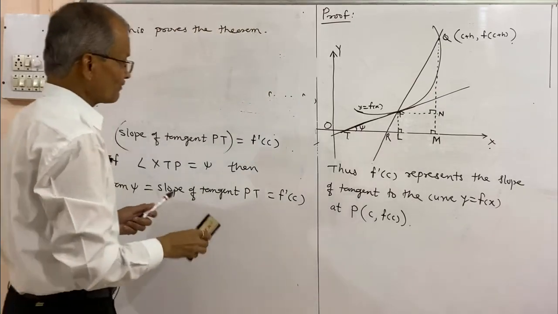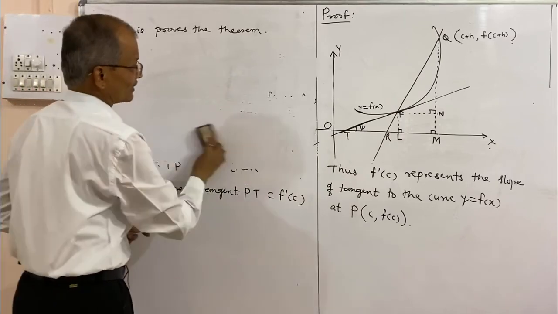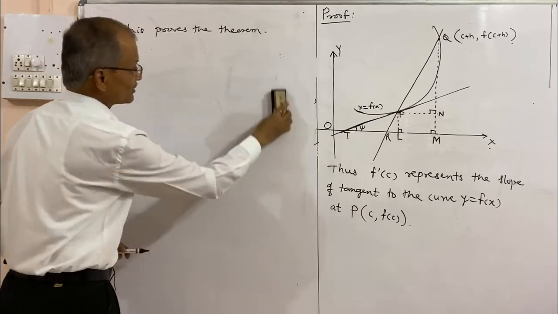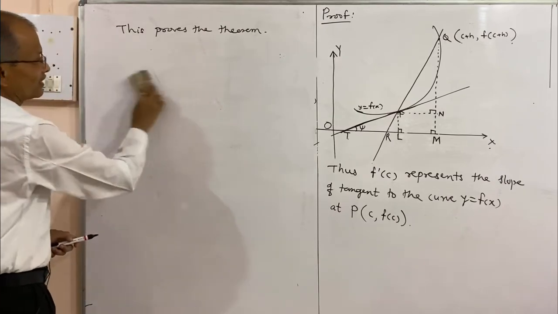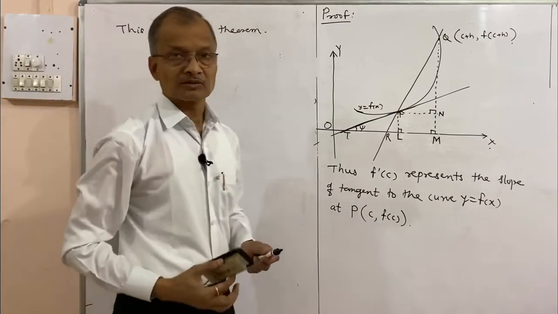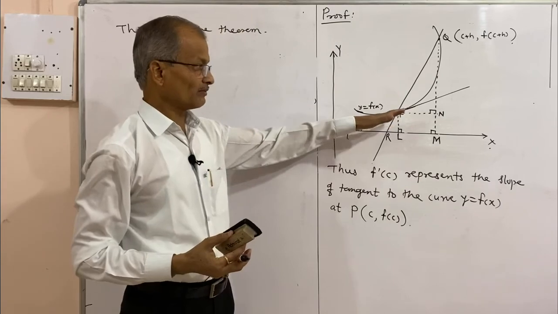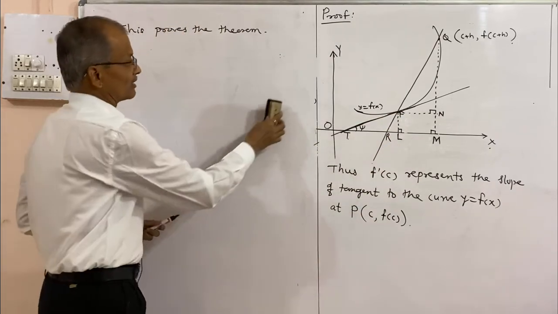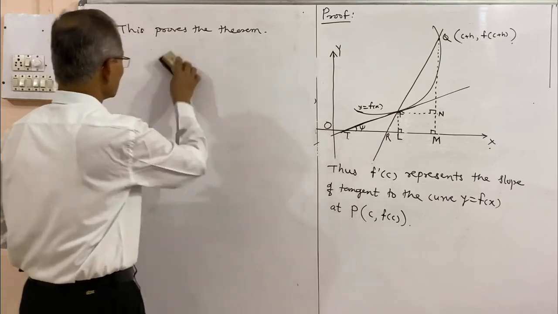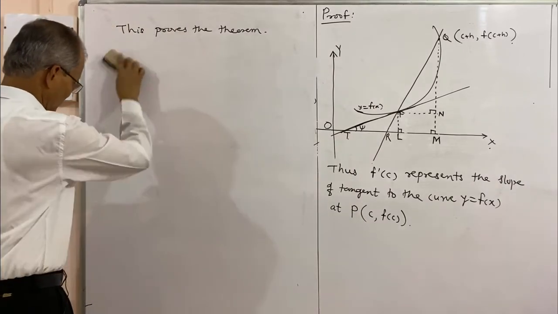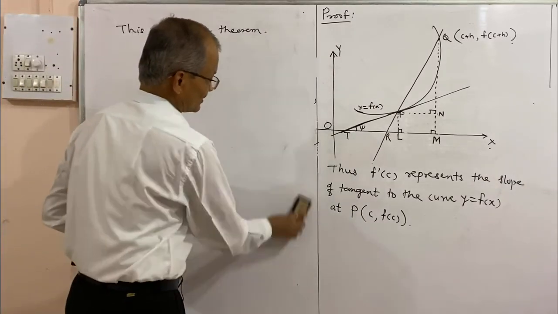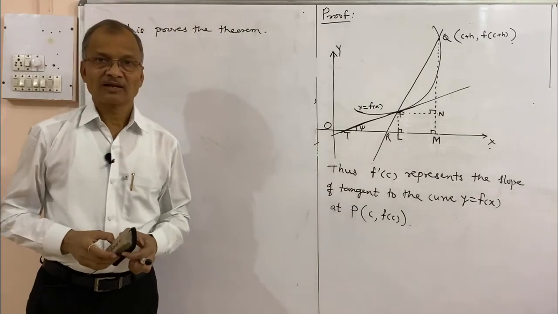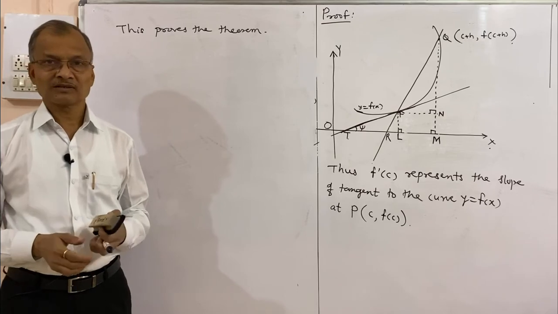So we have seen the geometrical meaning of the derivative. Geometrically, the derivative represents the slope of the tangent at the point where the derivative is taken, f dash at c. And this slope of tangent is also known as gradient. So this is about the geometrical interpretation of derivative, and the remaining part we will discuss next time.